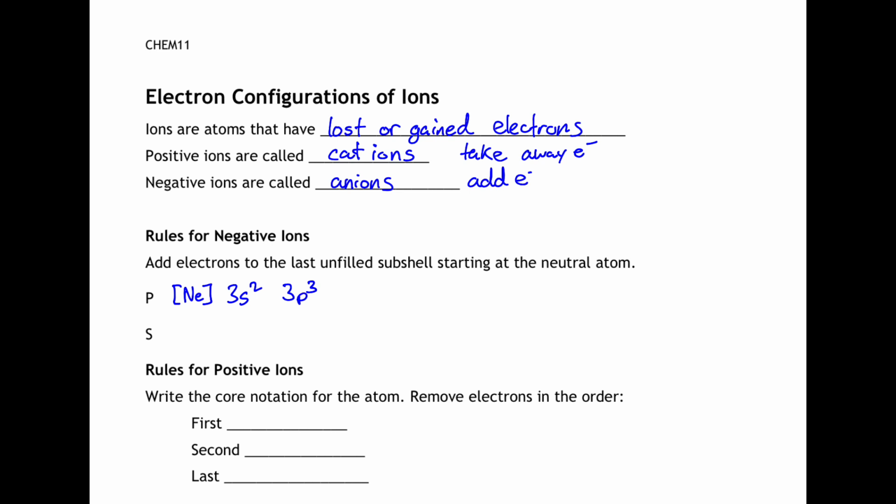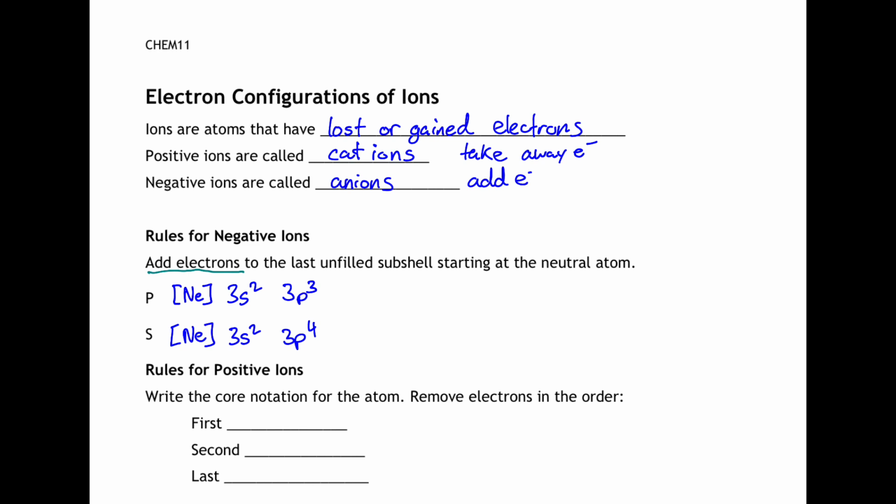Sulfur is right beside it, so it's the same. We'll just put the same thing together. We'll put neon, 3s2, and then 3p4, just one more, because it's 16, it's one more past it. All right, so these things are short, right? So we have to add electrons at this last step. So we're adding electrons to make the last shell full. How many short is phosphorus of making a full shell?